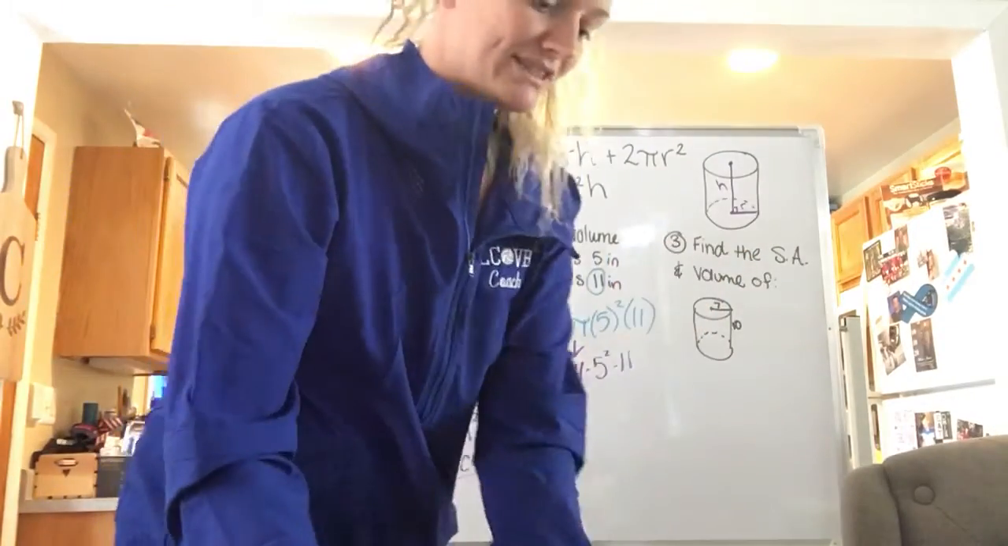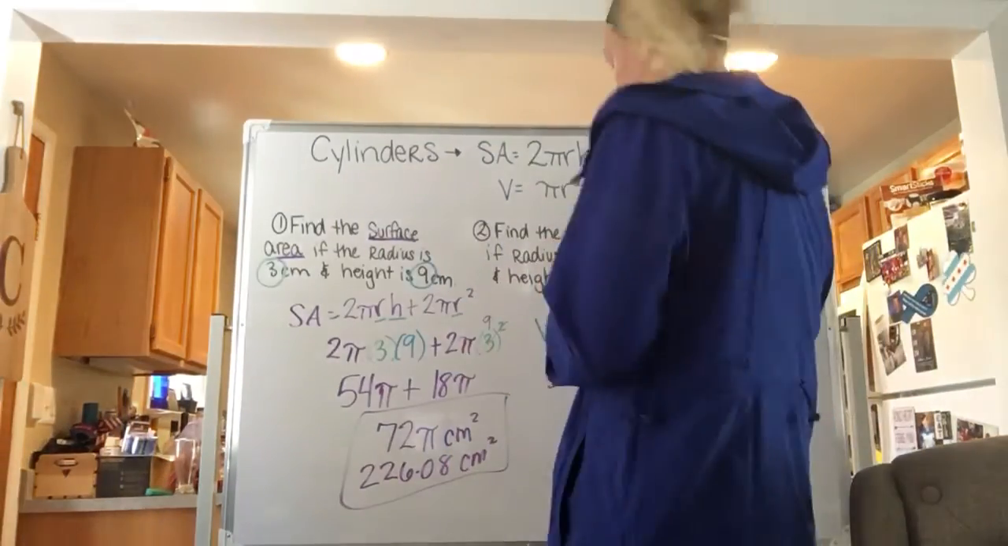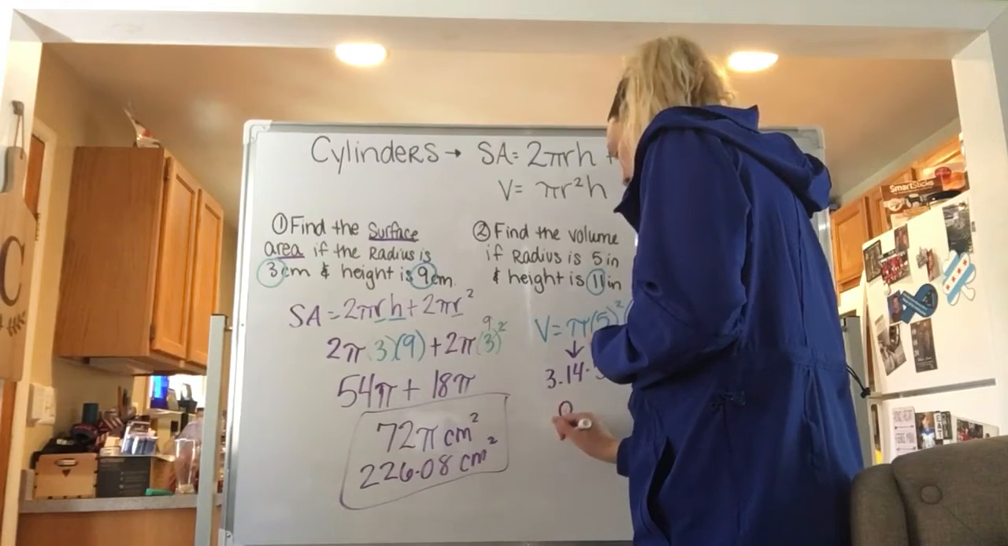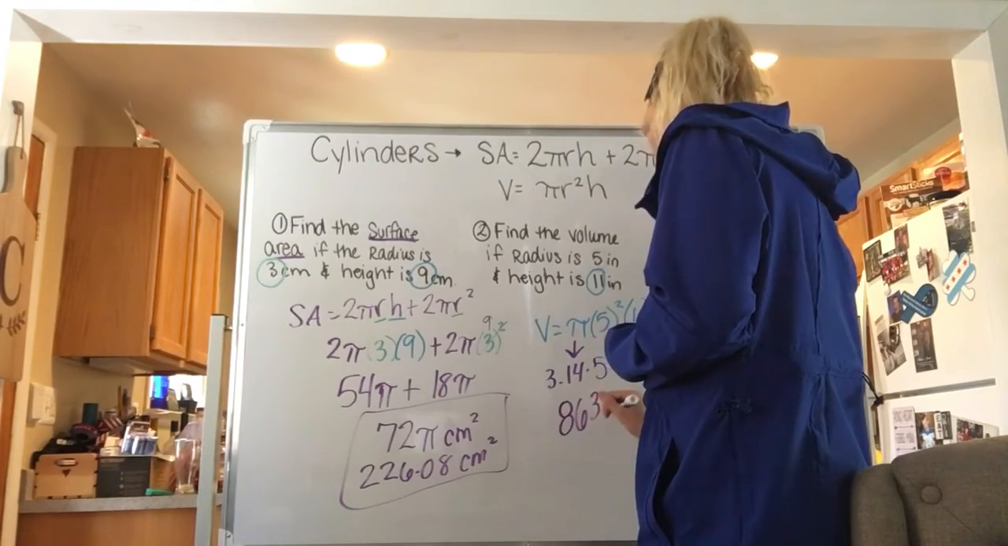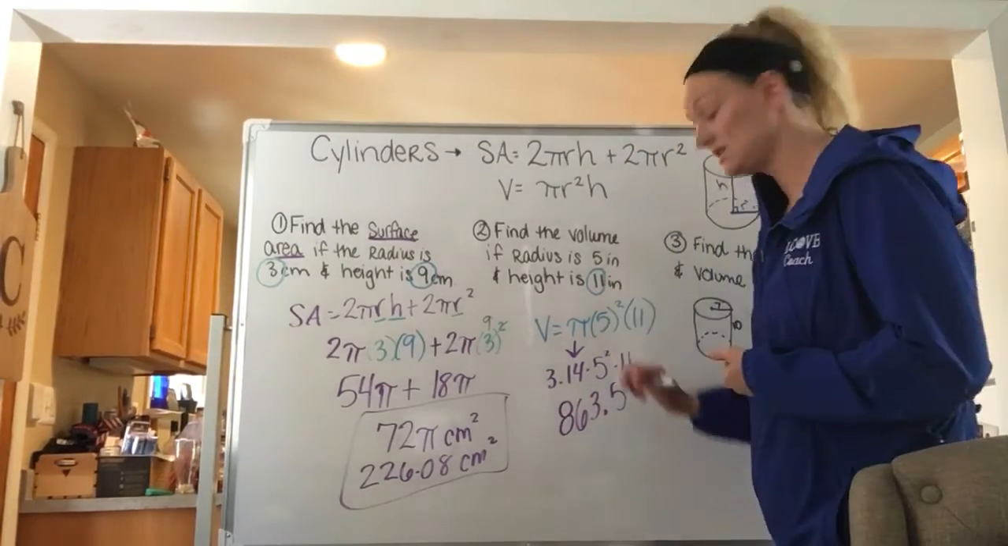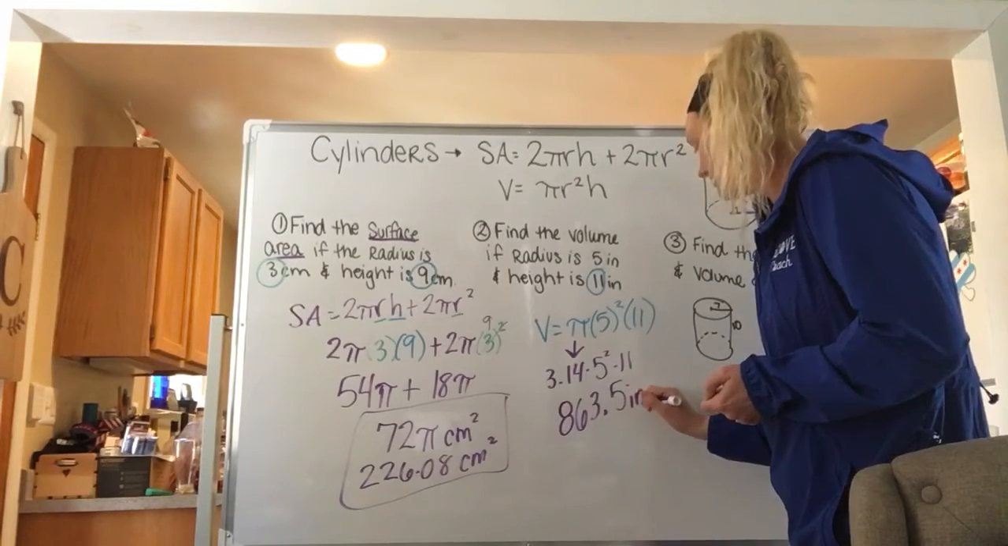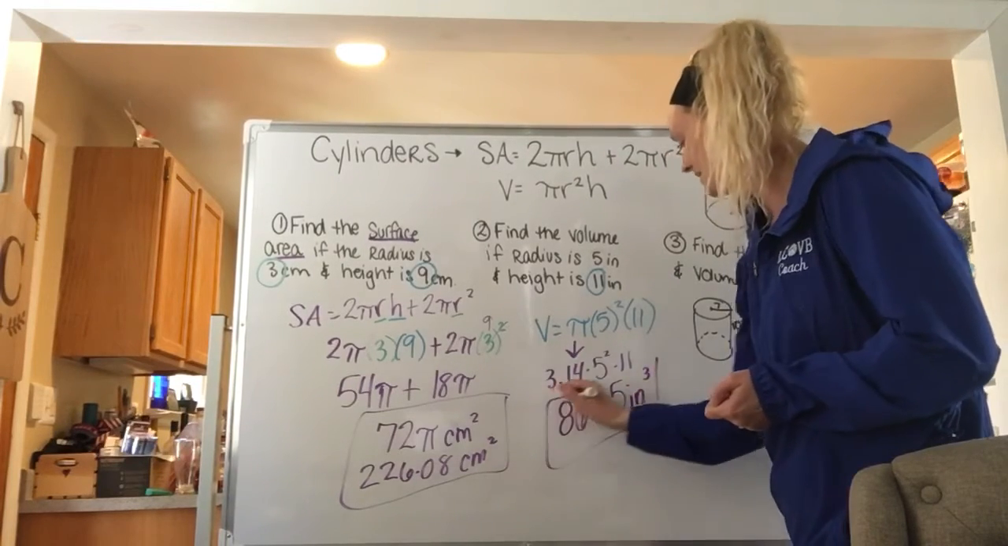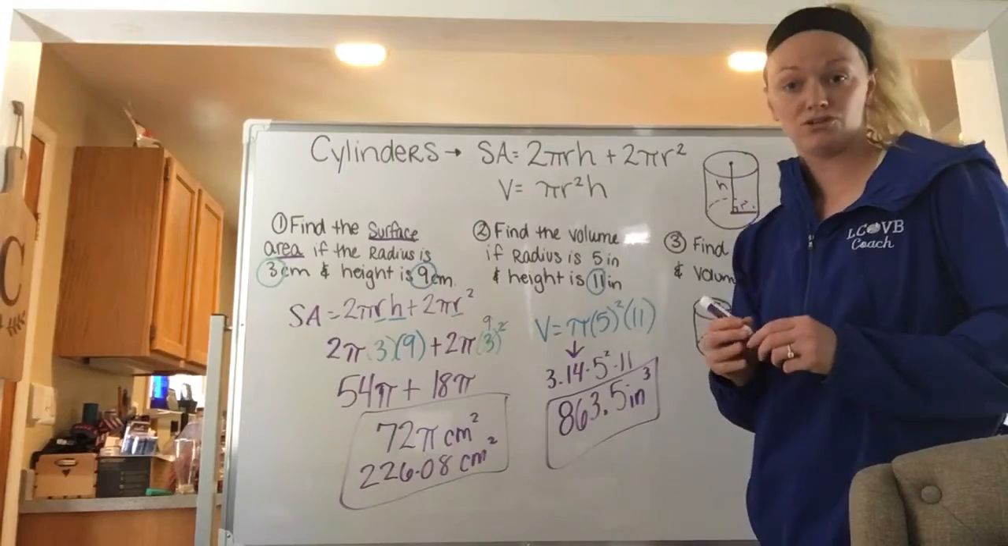863.5. You can do this in your phone too. So 863.5. I was dealing with inches. And volume is cubed. Any area is squared, any volume is cubed.